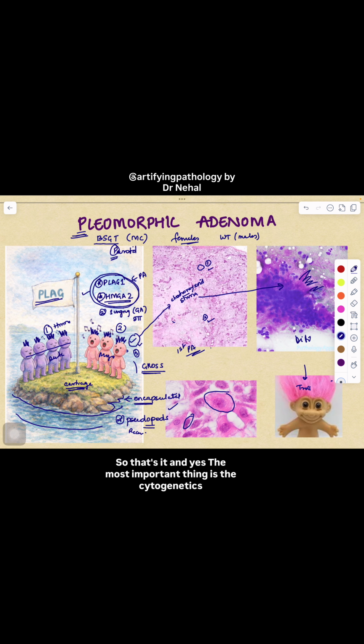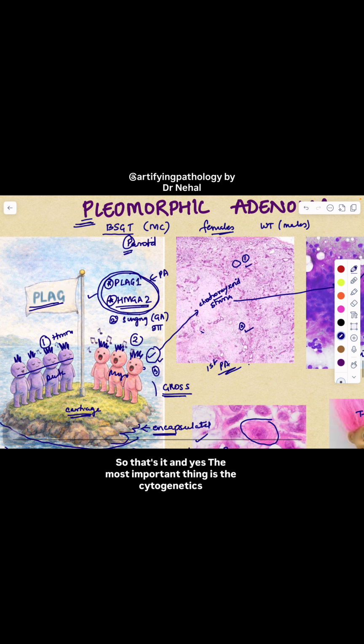So that's it. And yes, the most important thing is the cytogenetics. So remember, for flag, PLAG1, and GA, that is HMGA2, is the second cytogenetic abnormality in pleomorphic adenoma. So that's it.